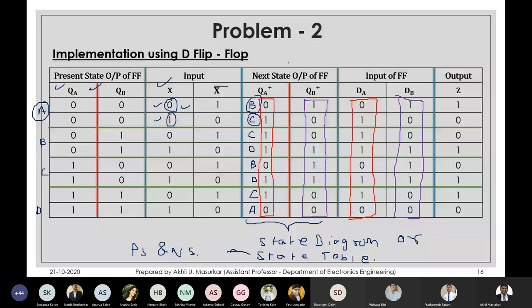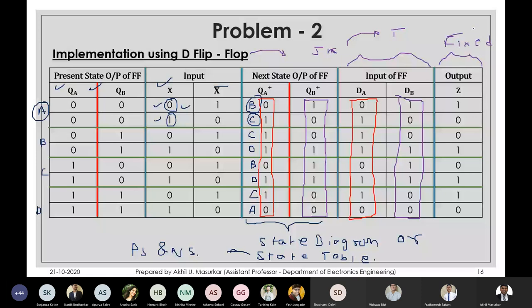One thing I want to tell you. When you change the implementation from D to JK, only instead of DA and DB, you will have JA KA, JB KB. If we change it to T, then instead of DA and DB, I will get TA and TB. This thing is fixed. Output is going to remain fixed. It will not change if you change the implementation of the D flip-flop to JK or JK to T.